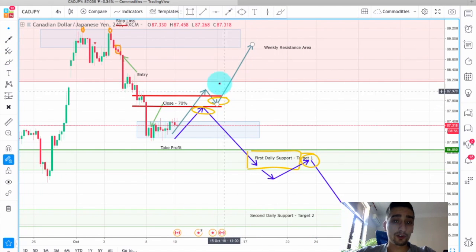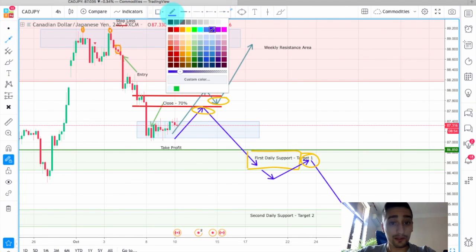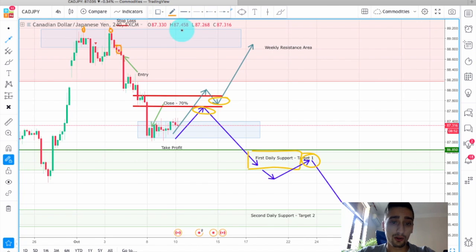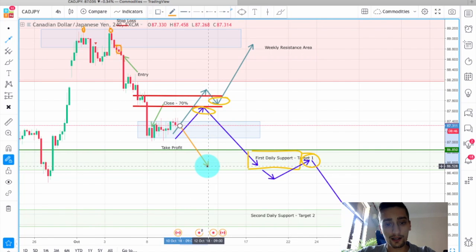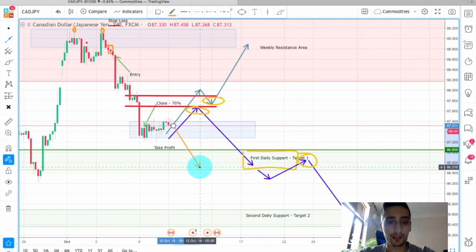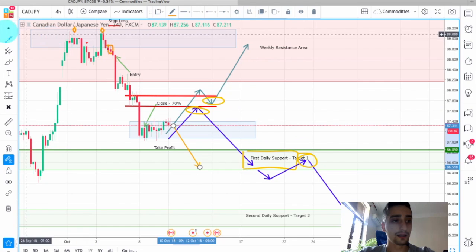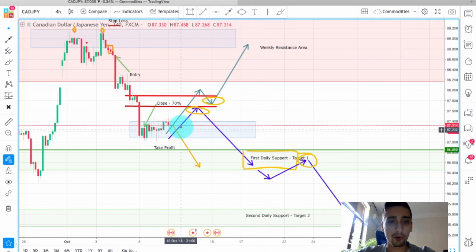Just wanted to make it clear, a final scenario, which is also possible, is for the price to actually not retrace back up to here, but just start the downtrend from here. In this case, it's a little bit more complicated. You can look for entries somewhere inside here.